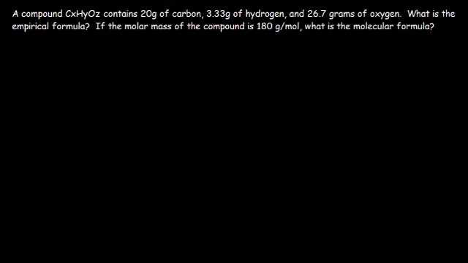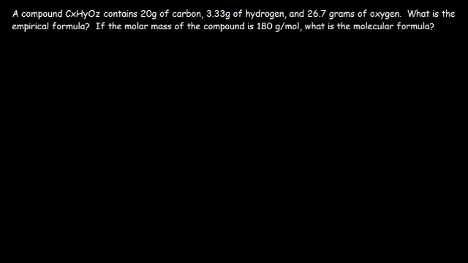Now let's try this one. So a compound contains 20 grams of carbon, 3.3 grams of hydrogen, and 26.7 grams of oxygen. What is the empirical formula? So how can we find the empirical formula of a compound? Well, what you need to do is convert the grams into moles for every element. And then once you have the moles, divide it by the smallest of the 3 moles that you have. And then using those numbers that you have, you can write the compound.